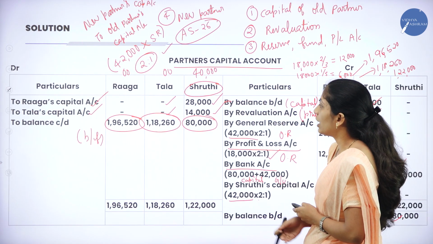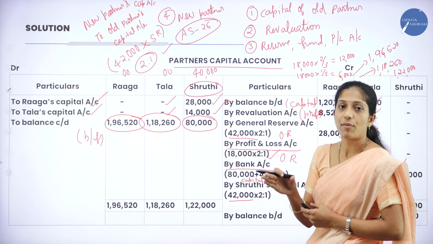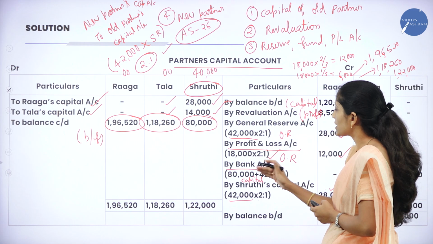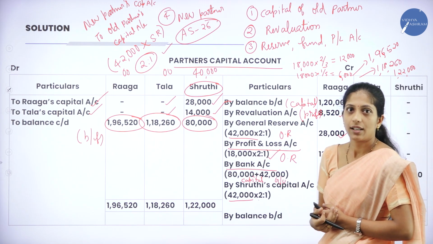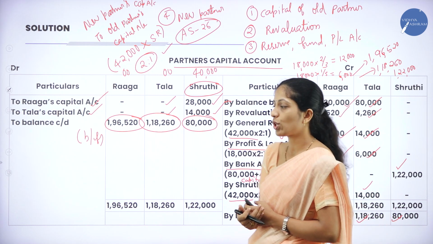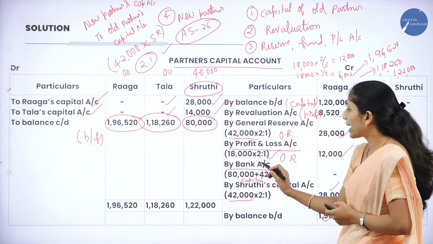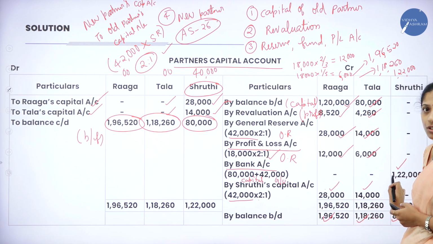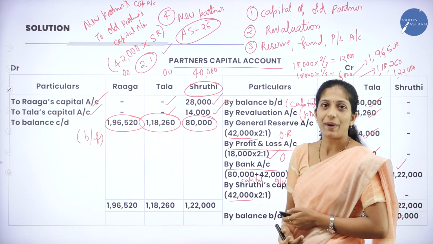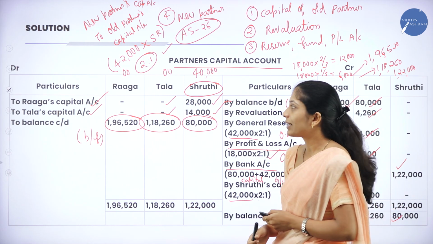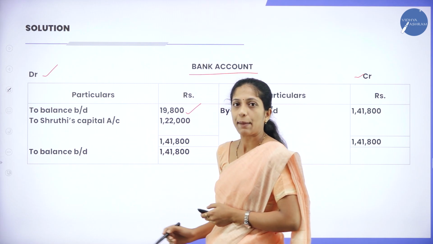Next, see your partners' capital account. We have transferred some amount to the bank account, right? So which is that amount? That is the transfer of capital as well as goodwill to the new partner's capital account. So how did we transfer? By bank account. So what was the entry? Bank account debit to Shruti's capital account, right? That is bank account debit to the new partner's capital account. So record that in your bank account. That is bank account debit to Shruti's capital account.